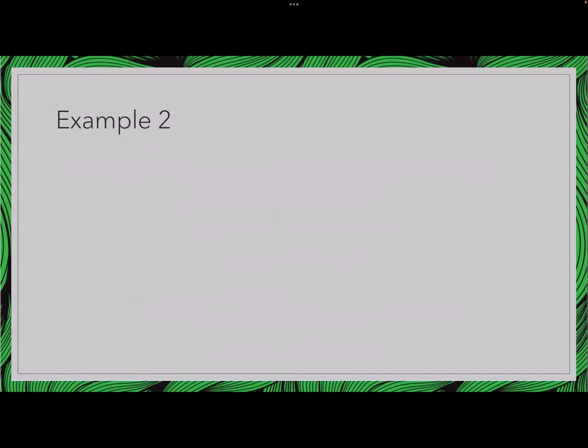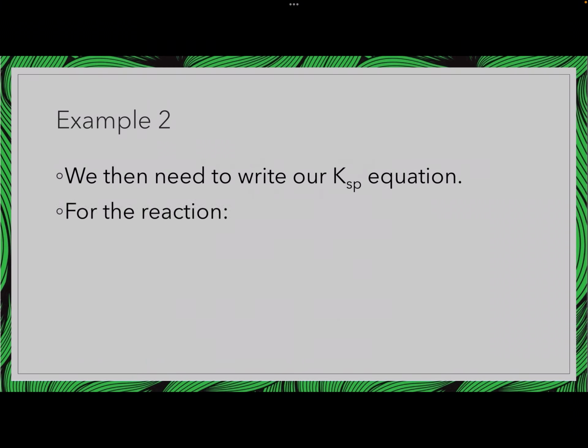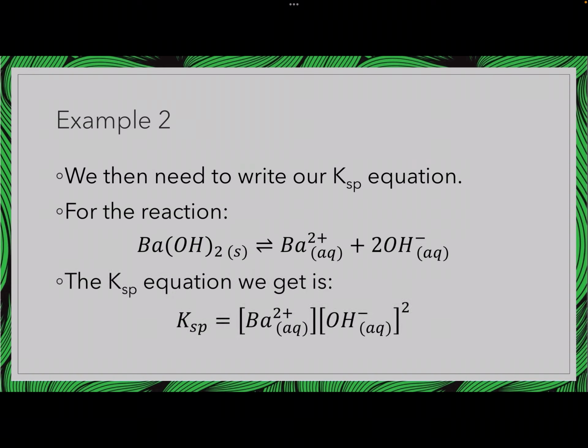Okay. So once we've got that, we need to put it into our KSP equation. So for that reaction, barium hydroxide is in equilibrium with barium 2 plus and hydroxide minus, so 2 hydroxide minus. The KSP equation we get is that: Ba2 plus times OH minus squared.